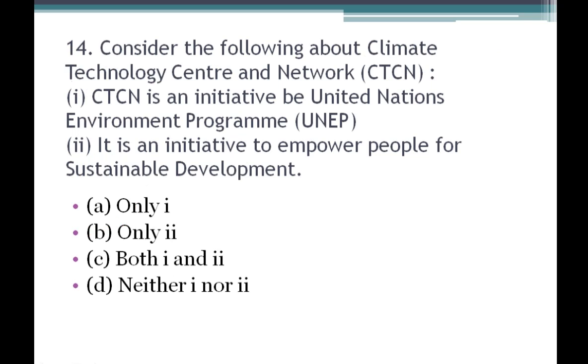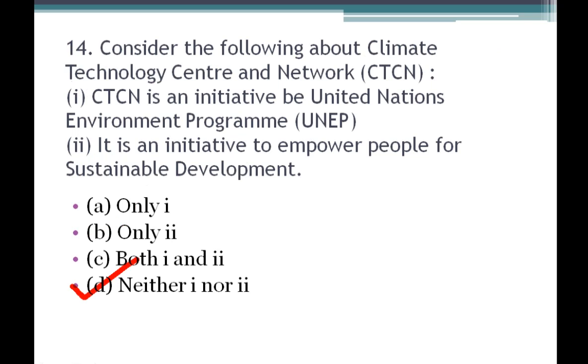Question number 14. Consider the following statements about Climate Technology Center and Network, that is CTCN. Number 1. CTCN is an initiative by United Nations Environment Programme. Number 2. It is an initiative to empower people for sustainable development. So which of the above statements is or are correct? So the correct option is option D, that is neither 1 nor 2.